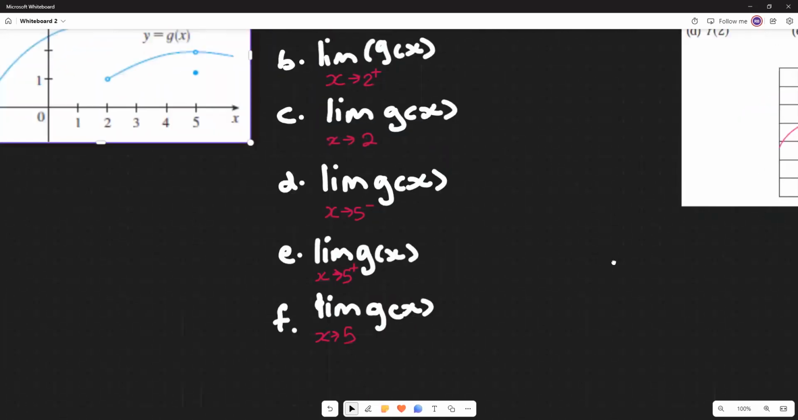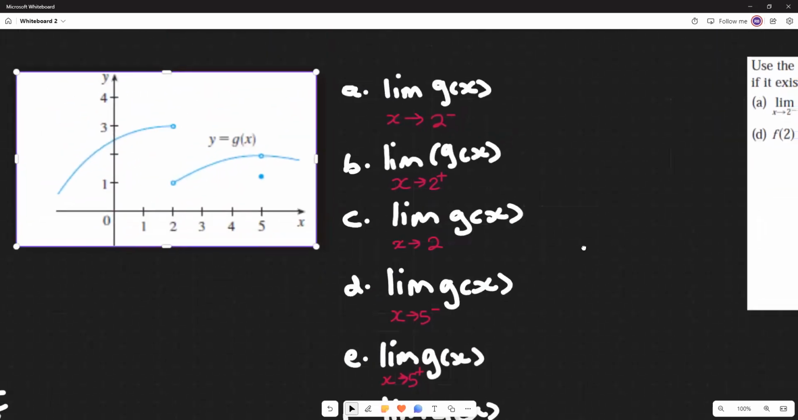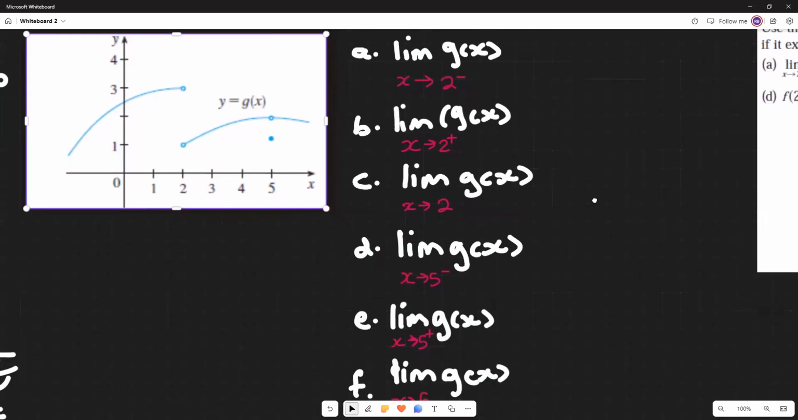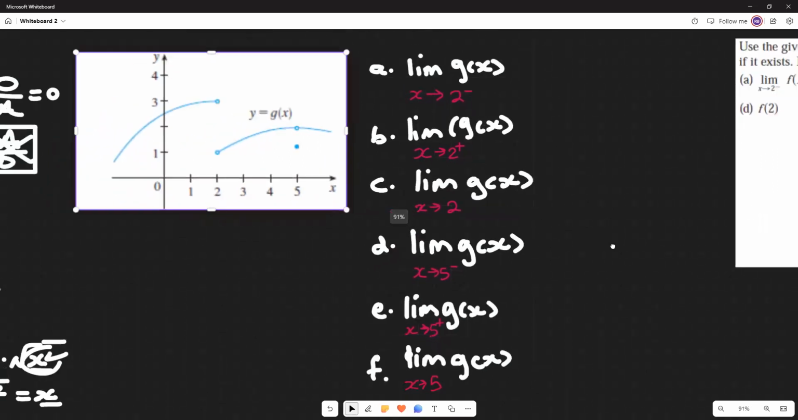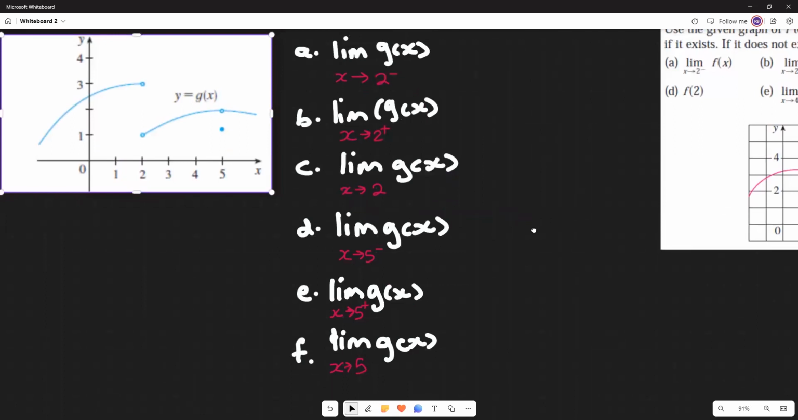Okay, perfect. So now let's try the second one. Here's the second one. We're going to do the second one here.